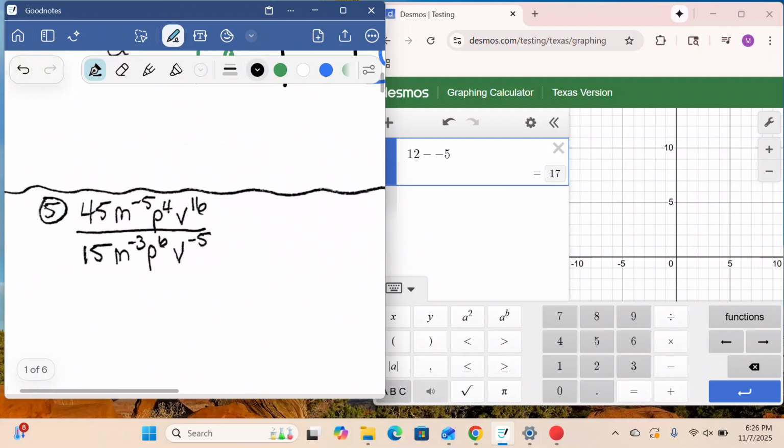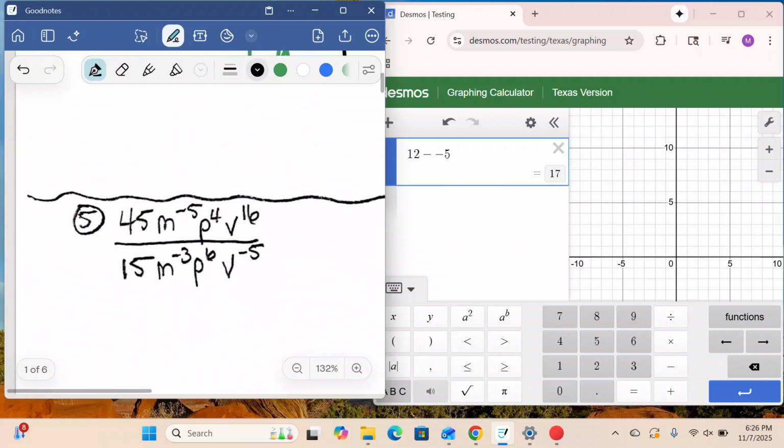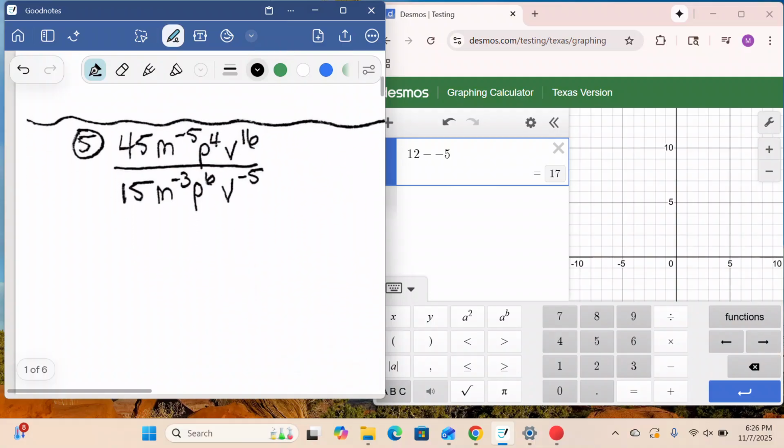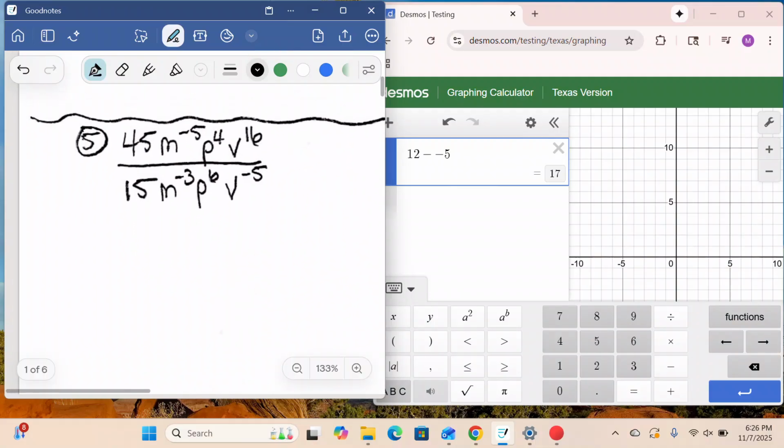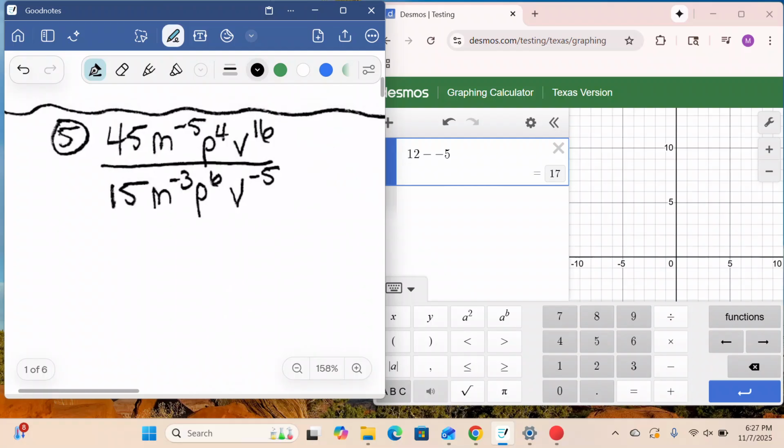If we look at number 5, now we're going to be dealing with a little bit more complications. So now I have a bigger problem to deal with. So I have 45 divided by 15, and then I have m to the negative 5 divided by m to the negative 3. Then I have p to the 4th divided by p to the 6th, and b to the 16th divided by b to the negative 5. So I have a problem, a problem, a problem, and a problem.